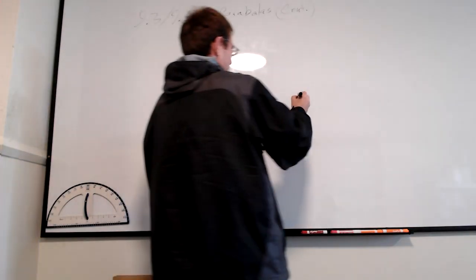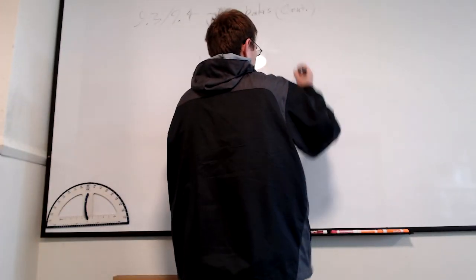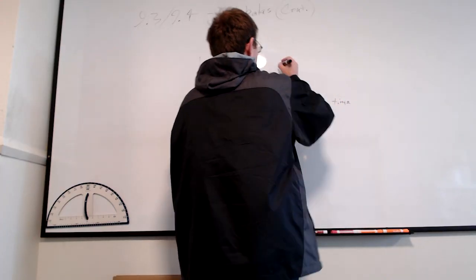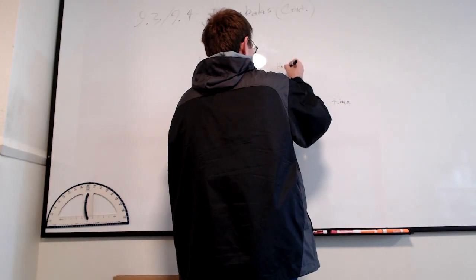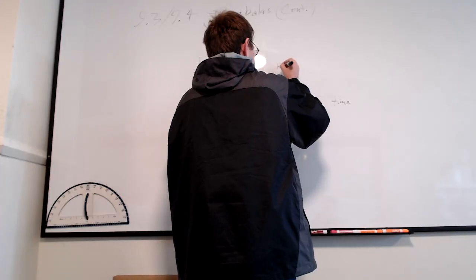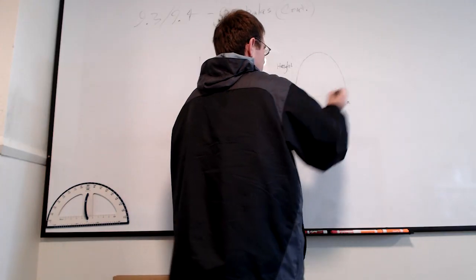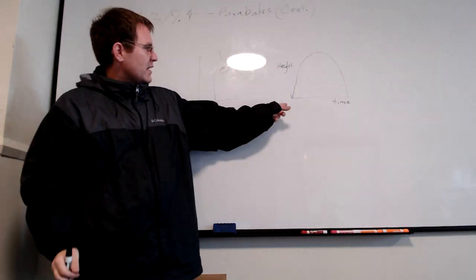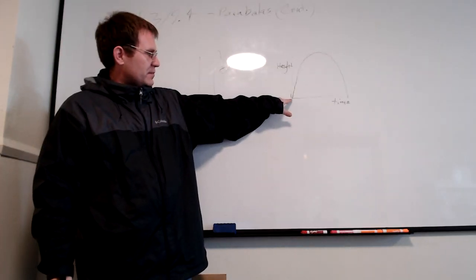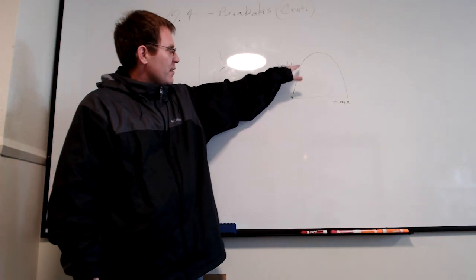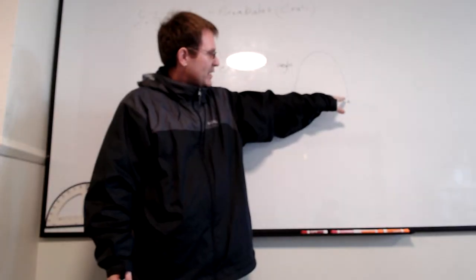So when we graph that, normally we'll have time and then height. So it kind of looks like this, right? When we start, it starts out at ground level or at the level you throw it from. And it goes up. And then as time goes, it goes back down to 0.